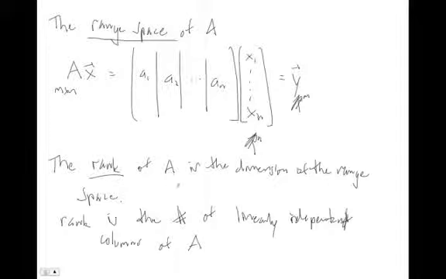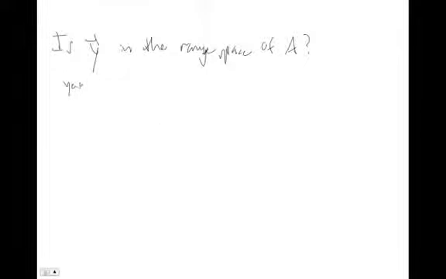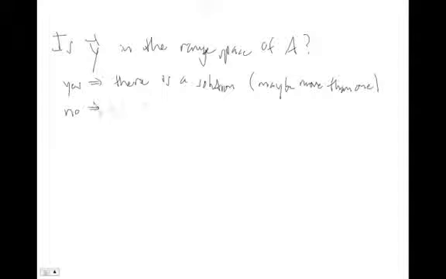So to summarize this idea of range space and rank, you ask yourself this question. Is y, the output vector, in the range space of A? So basically, if you say is y in the range space of A, what you're really asking is, can I make y by multiplying A by some vector x? Is there a vector x that will let me make y by multiplying A times x? If the answer is yes, then you say there is a solution. So there is a solution for x, and it's actually maybe more than one. And if the answer is no, then there is no solution.